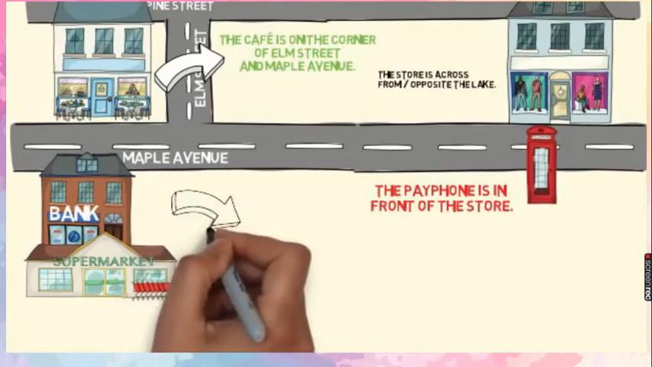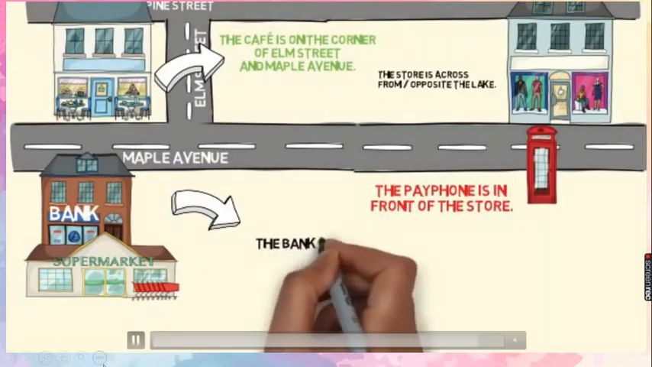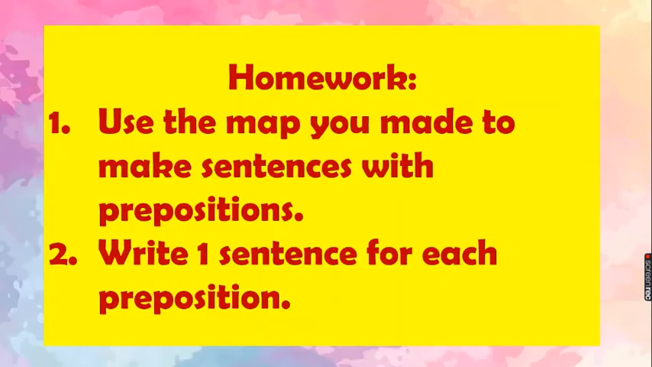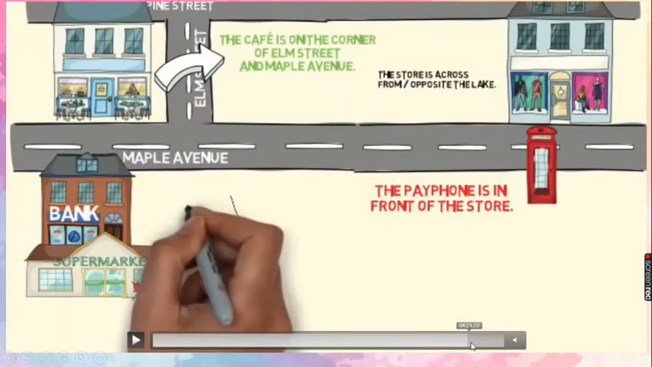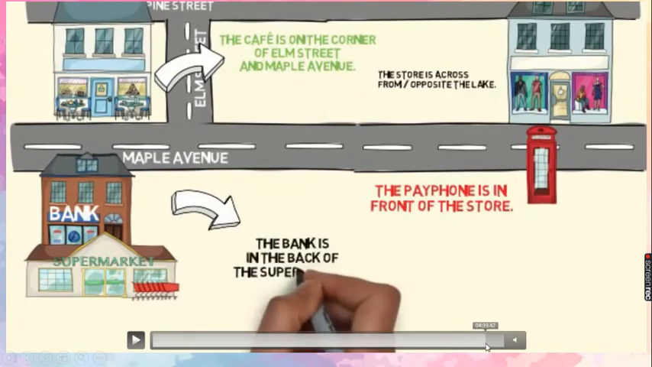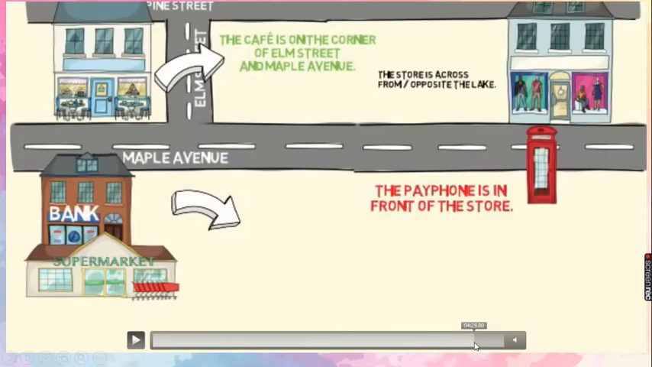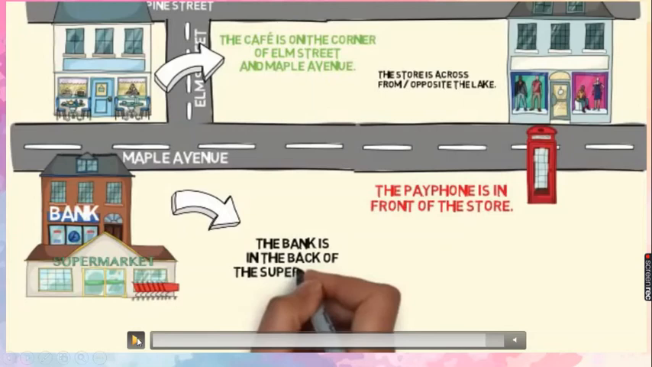Where is the bank? Where is the bank? Uh-oh. Oh my God, what happened here? So, let's just move a little bit forward here. Okay, here you go. Oh my god. So he actually wrote there, the bank is at the back of the supermarket. I mean, in the back.